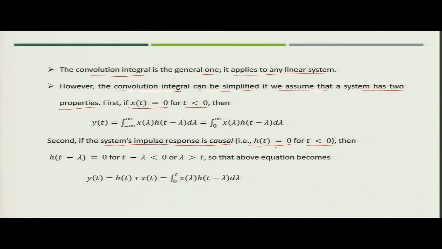If this property holds, you can say that h(t minus lambda) would be 0 for t minus lambda less than 0, or for lambda greater than t. The convolution of h and x will then be nothing but the integration from 0 to t of x(lambda) h(t minus lambda) d lambda, because for any value of lambda greater than t, this will become 0. So, when the functions follow these two properties, the first function is 0 for t less than 0 and the second is causal, meaning it is 0 for lambda greater than t, then we get the reduced integral. The integral will now be between 0 and t of x(lambda) h(t minus lambda) d lambda.